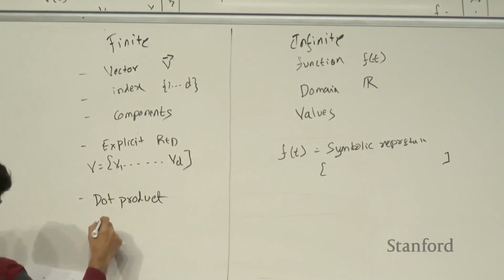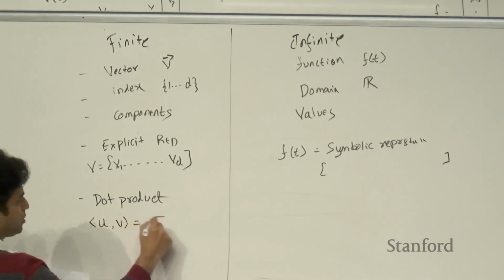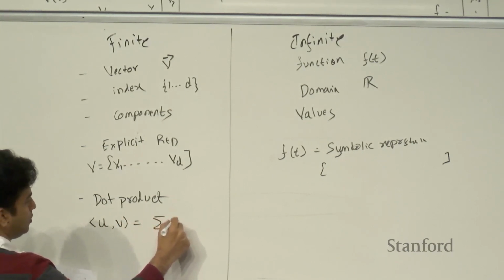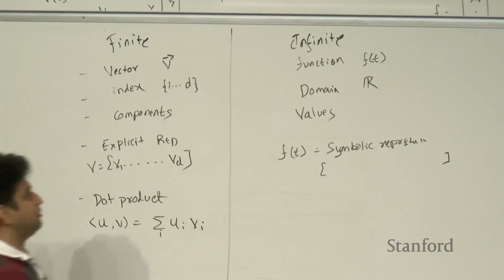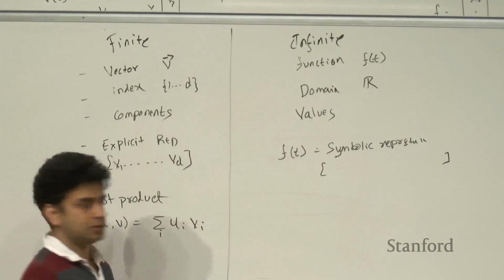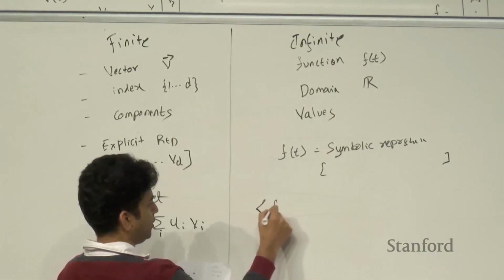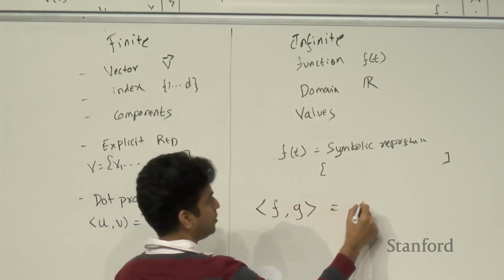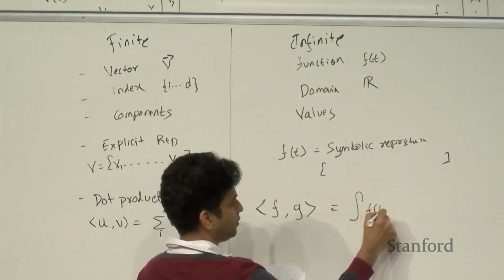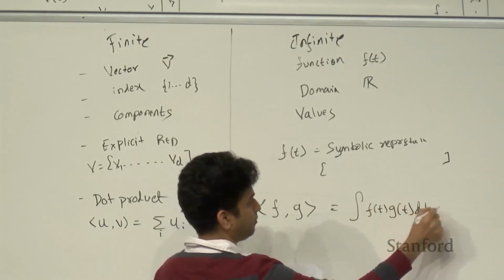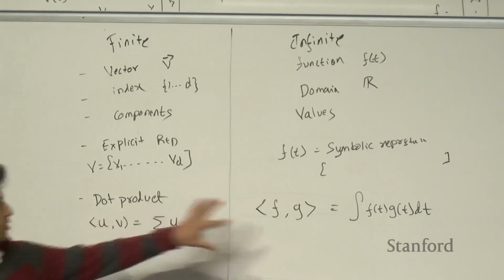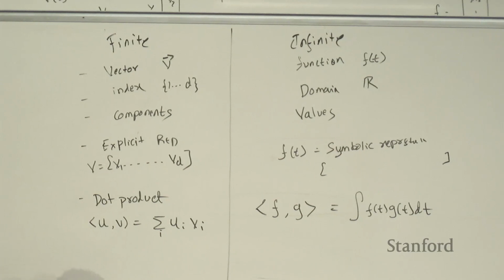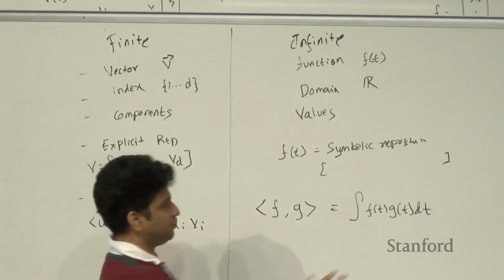The dot product between two vectors u and v equals the sum over i of u_i v_i. Similarly with functions, you can take an inner product between two functions, and that would look like this: f comma g equals the integral of f(t) g(t) dt. This is a perfectly valid inner product between two functions. It's just the extension of the inner product to an infinite dimensional setting.